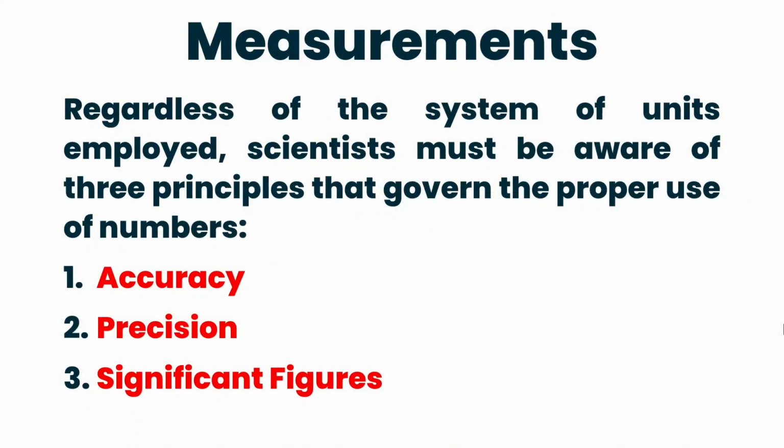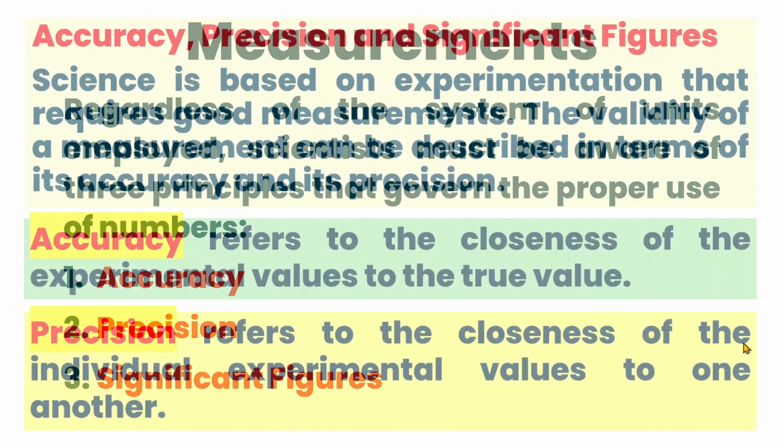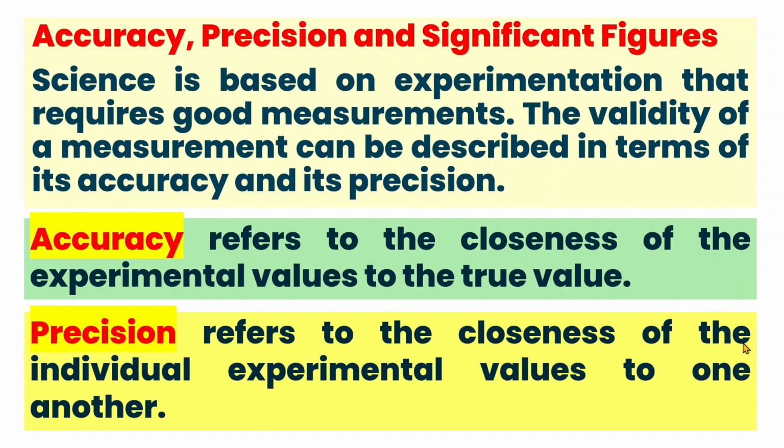Regardless of the system of units employed, scientists must be aware of three principles that govern the proper use of numbers, and they are accuracy, precision, and significant figures. We'll talk about them one by one. Science is based on experimentation that requires good measurements.